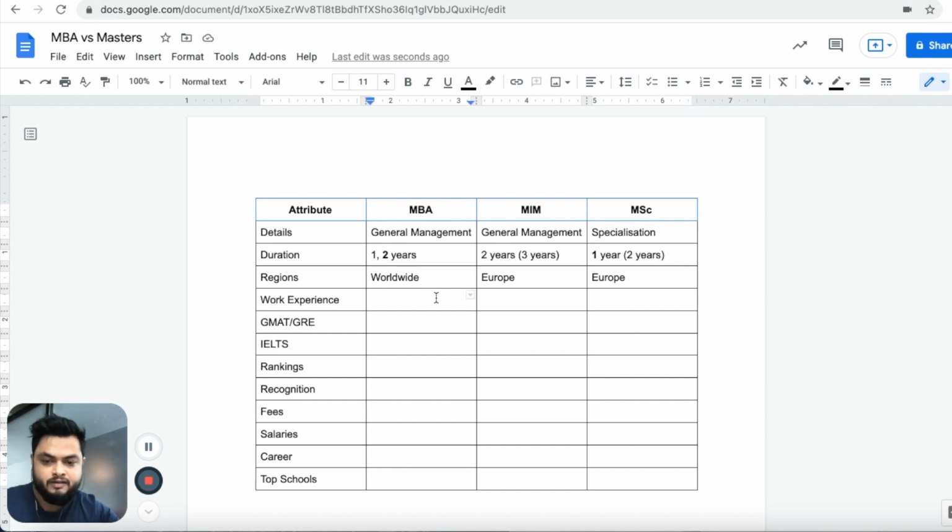Work experience. For MBA, usually you need 2+ years of work experience. For example, ISB does not allow you to apply for its PGP program without 2+ years of work experience. MIM is basically for 0 to 3 years of work experience. For example, if you want to study MIM at GC Paris, you need to have only 0 to 3 years of work experience. You can be a fresher, you can have less than 3 years of work experience, but you can't have more than 3 years of work experience.